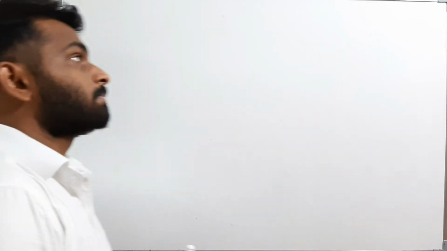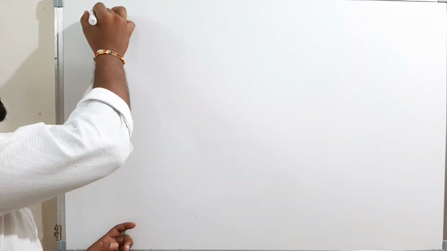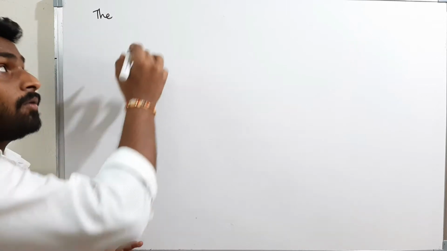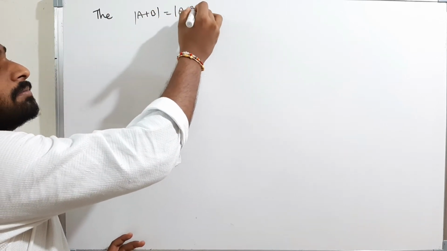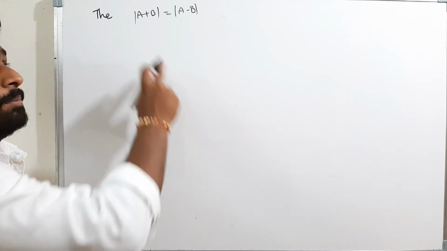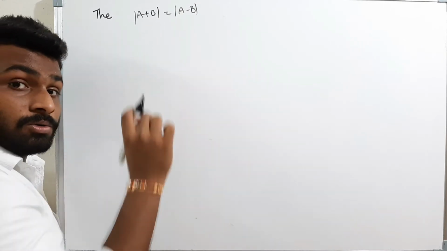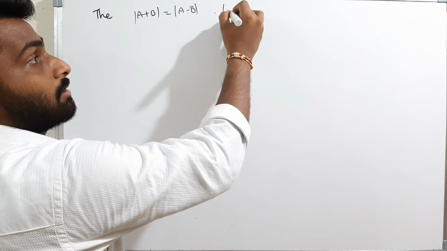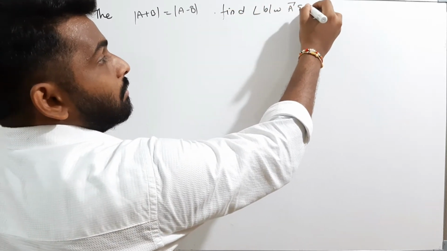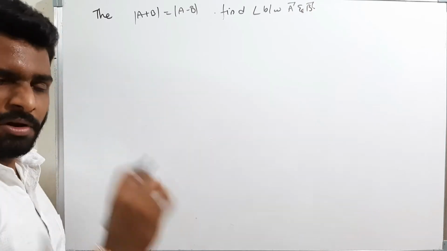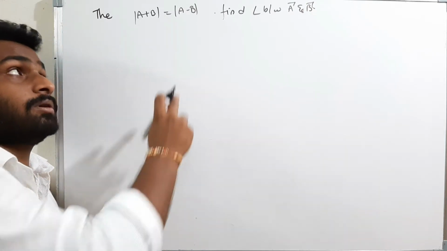In this video we are going to solve a few problems in vector concepts. Okay, we'll see the first problem. Now see here. The magnitude of a plus b is equal to the magnitude of a minus b. Then they ask us to find the angle between the a bar and b bar. That's all. Very simple question. Now solve it.